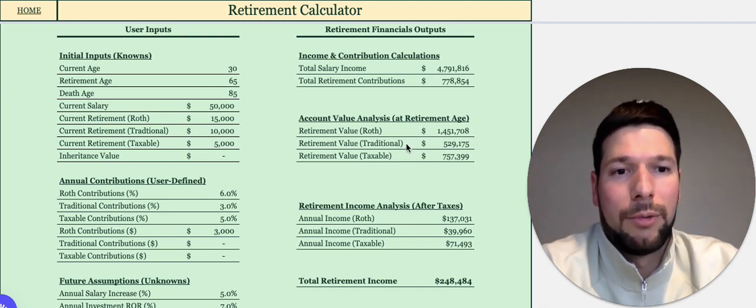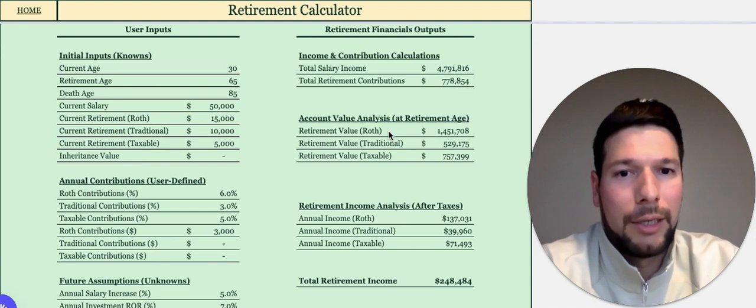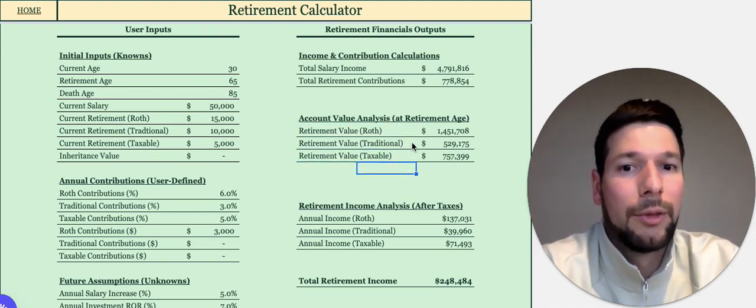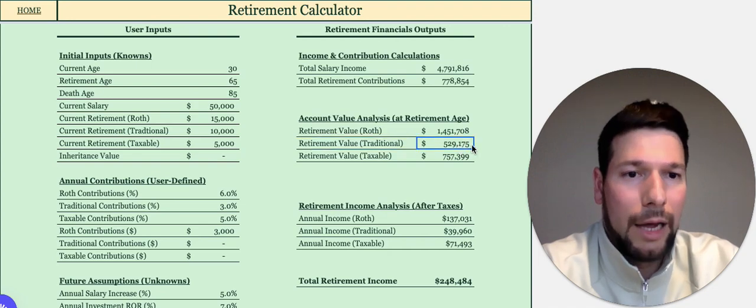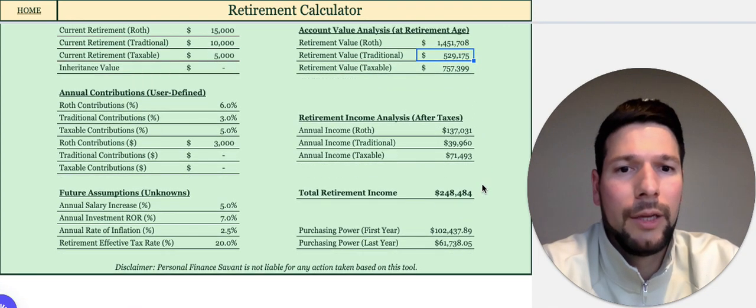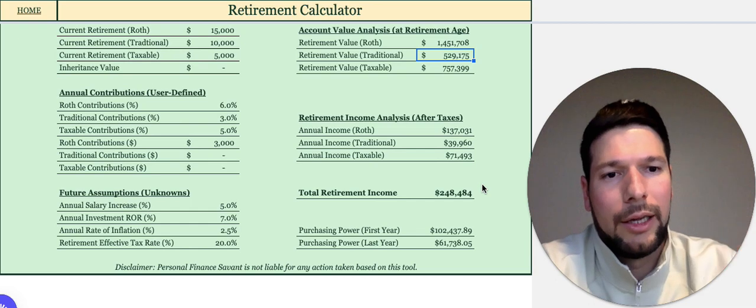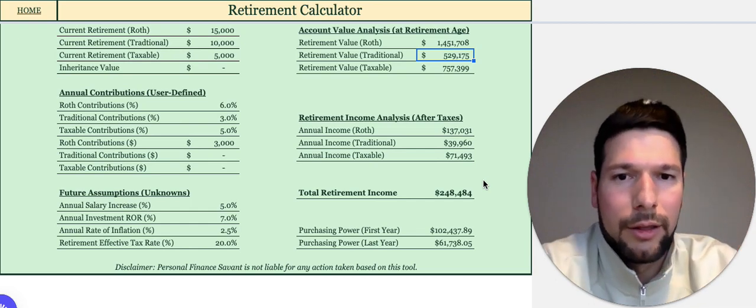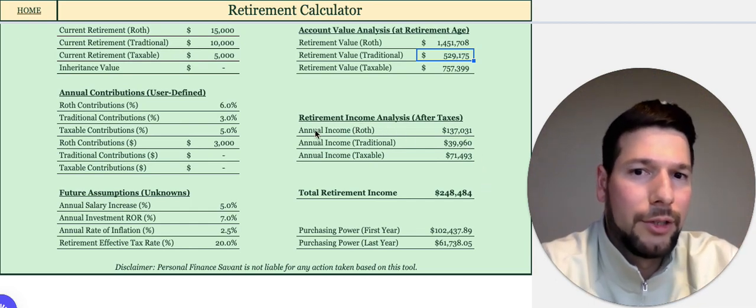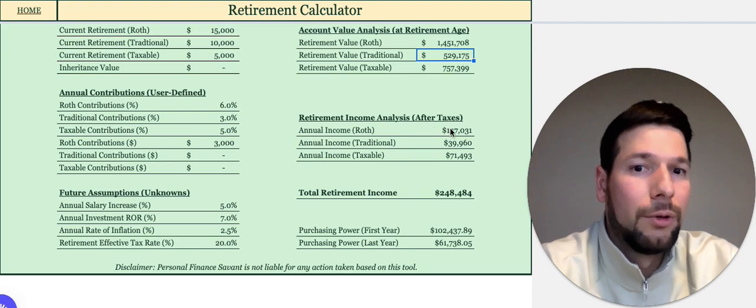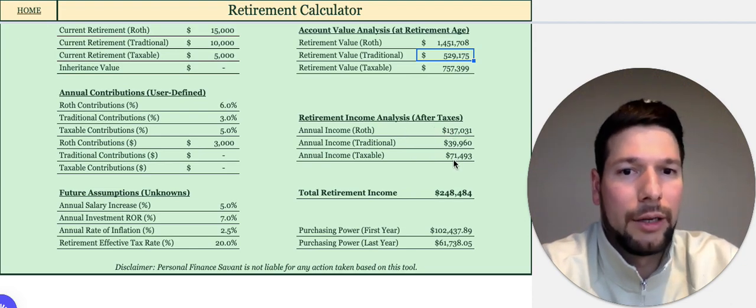And again, this is important because the Roth will not be taxed at retirement. The taxable will not be taxed, but the traditional income will actually be taxed. And then assuming you pull your money out evenly amongst those 3 different buckets in there, it's going to tell you how much you should expect annually to pull out of each of these different buckets.